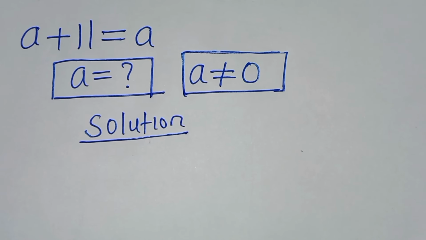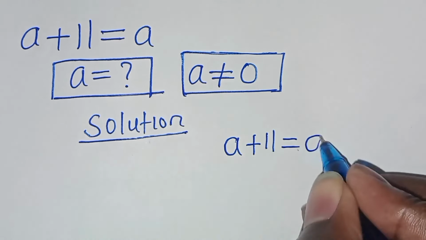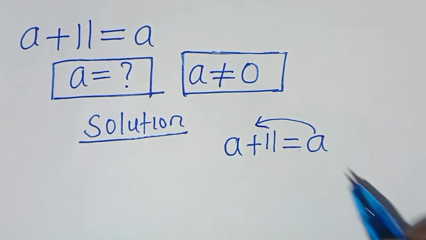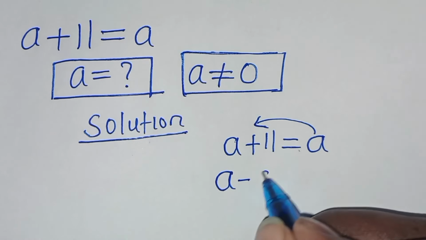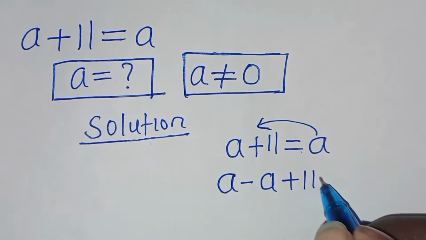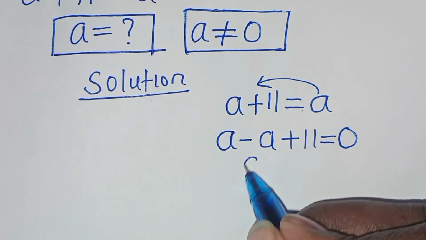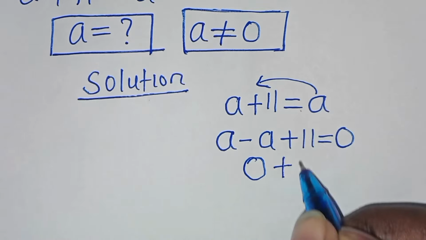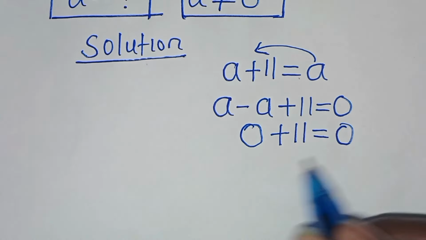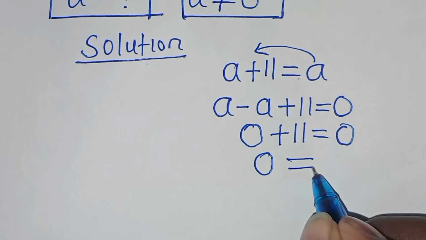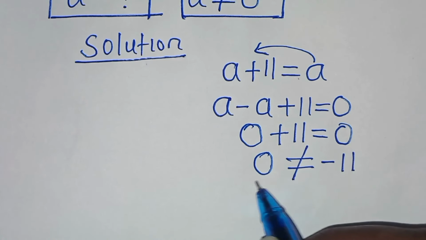By inspection, we have that a plus 11 is equal to a. If we take a to the left hand side, this is the same thing as a minus a plus 11 is equal to 0. So a minus a is 0, then plus 11 is equal to 0. If we take plus 11 to the right hand side, this implies that 0 is equal to minus 11. In this case, 0 cannot be equal to minus 11.